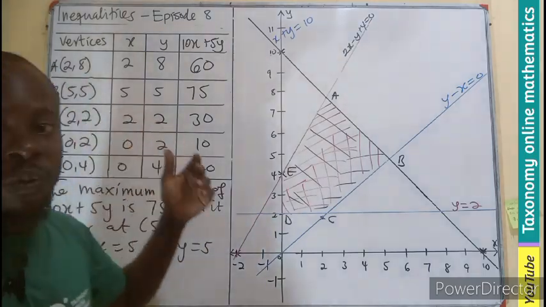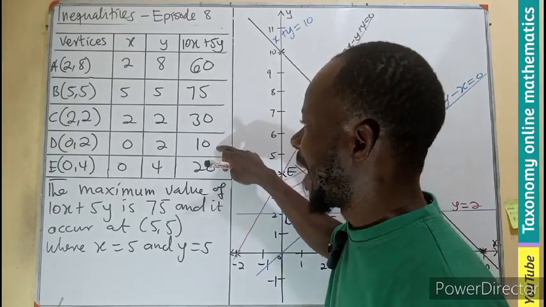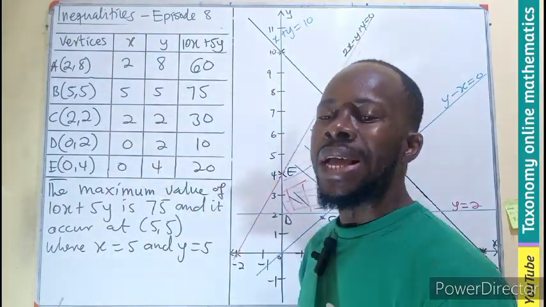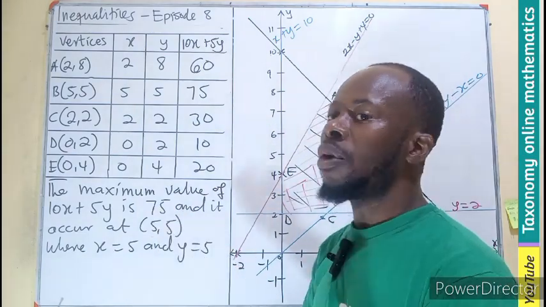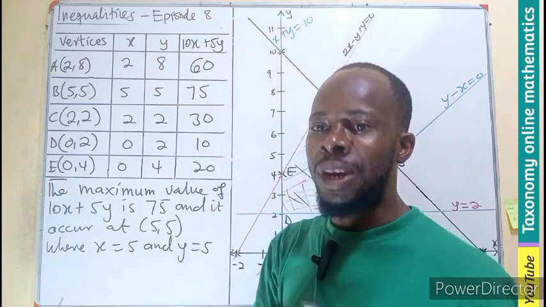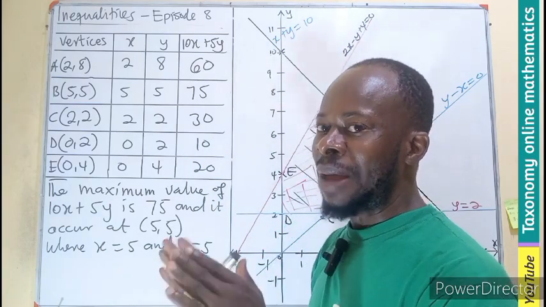So you can also be asked to find the minimum. And you can see that the minimum will just be 10. And this 10 will be occurring at what? 0 and 2. So this is how we use the polygon which we have drawn in order to find the maximum and minimum. I believe you get the concept from this, finding the minimum and maximum.